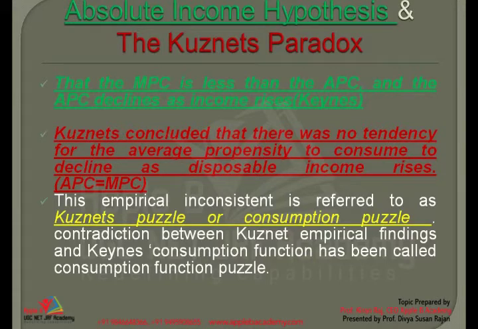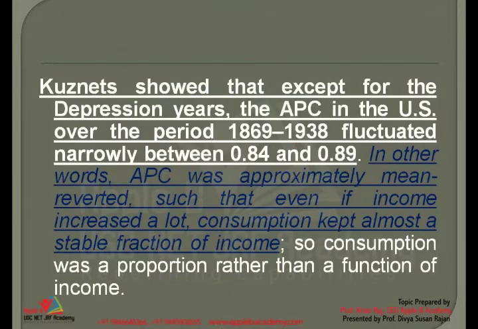His empirical study is often referred to as the Kuznets puzzle or the consumption puzzle, which is a contradiction between Kuznets' empirical findings and the Keynesian consumption function, thus called the consumption function puzzle. Kuznets showed that except for depression years, the average propensity to consume in the US over the period of 1869 to 1938 fluctuated narrowly between 0.84 and 0.89.